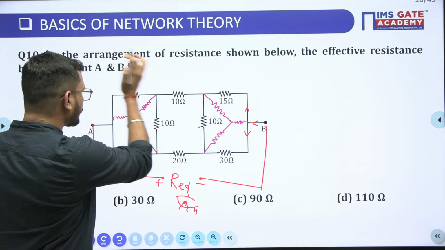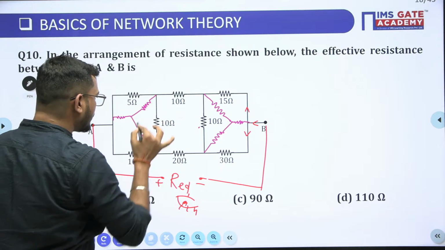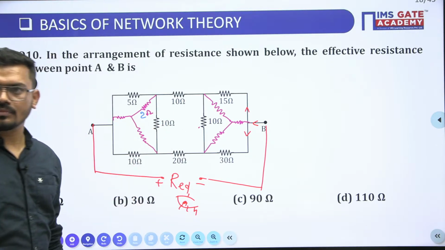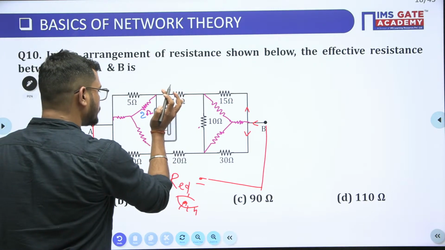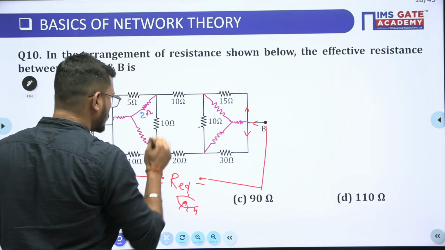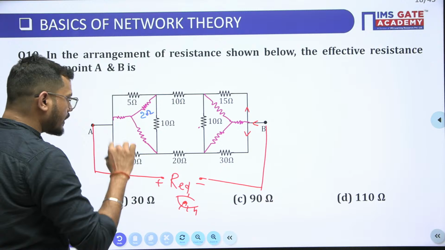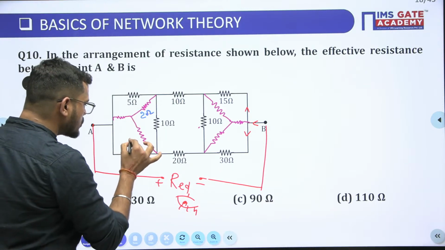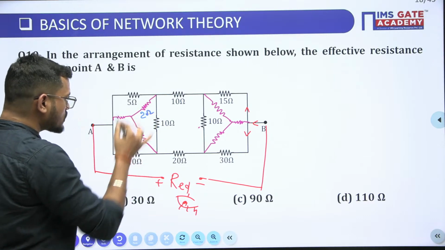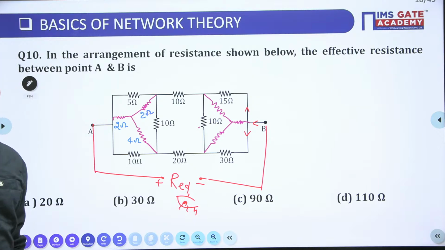Is it correct now? So this is 5 into 10, 50, divided by 25, so this is 2 ohm. Okay, what about this? This is 10 into 10, 100, divided by 25, so this is 4 ohm. What about this? This into this, so this is 50, divided by 25, so this is 2 ohm. Is it clear? Yes or no?